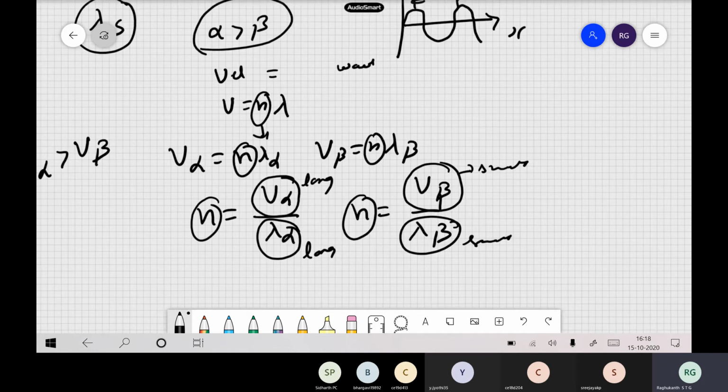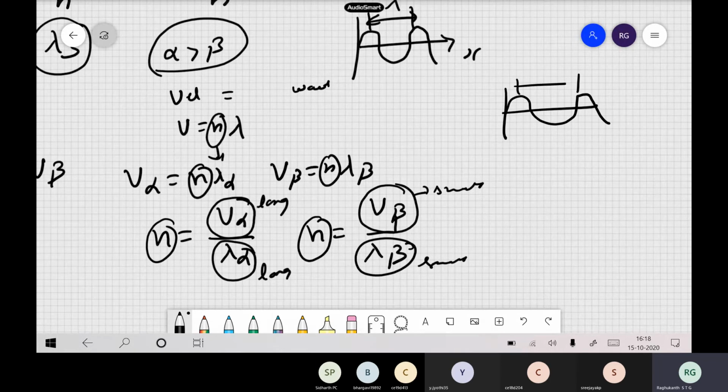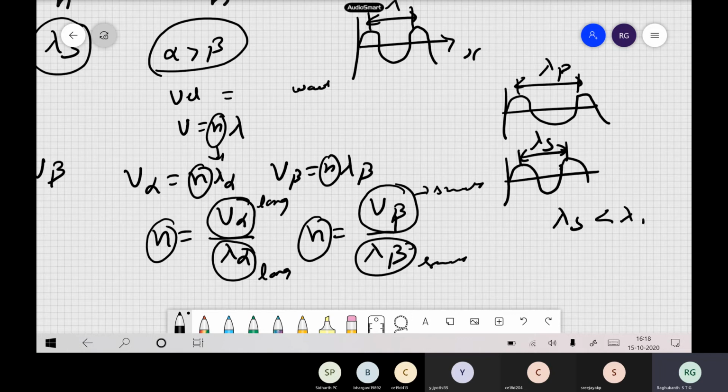So for the same frequency, for the P wave, if the lambda is like this, then generally for the shear wave lambda will be this much only. You followed? So this is lambda for S and lambda for the P wave. Generally the lambda of the shear wave will be smaller than the lambda of the P wave, because it depends on the velocity only.